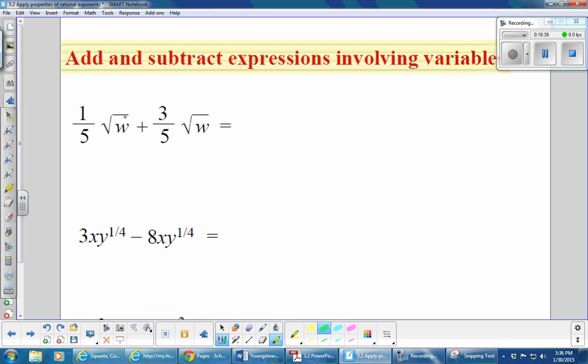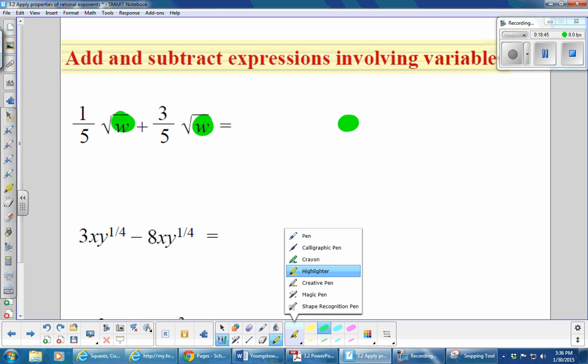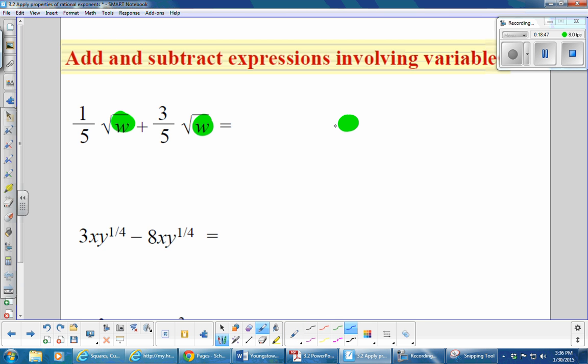So let's look at these ones right here. I've got square root of w, square root of w. So we're just going to keep the square root of w as the thing I'm adding together, and then I'm going to add the coefficients. So what are the coefficients? I've got 1/5 plus 3/5. So 1/5 plus 3/5 happens to be 4/5, and you're done. Easy, okay?